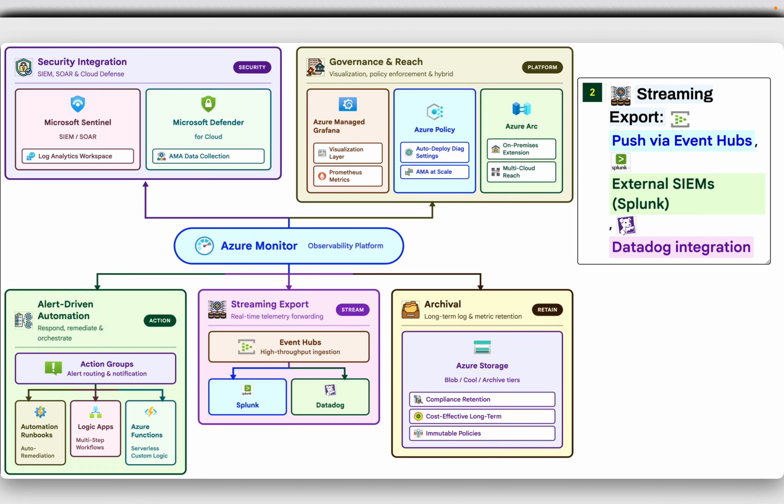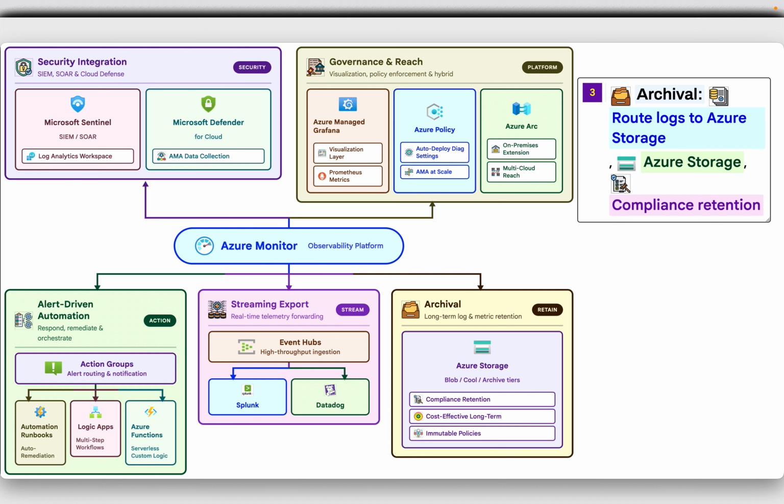Streaming export pushes monitoring data through event hubs to external security information and event management systems like Splunk or Datadog for real-time telemetry forwarding. Archival routes logs to Azure storage for compliance retention. This provides cost-effective long-term storage.